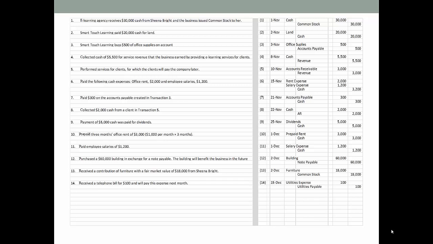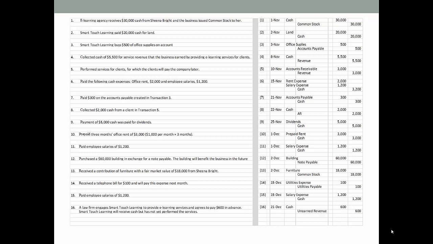We're going to receive the telephone bill and pay this expense next month. Since we're not paying it, cash is not involved, and since it's related to this month, it's not benefiting future periods, so it's going to be an expense. Our debit will be to utilities expense because we're increasing an expense, and our credit will be to utilities payable because we owe the money, so it's increasing a liability. Next, we're going to pay salaries of $1,200, salary expense debited, cash credited.